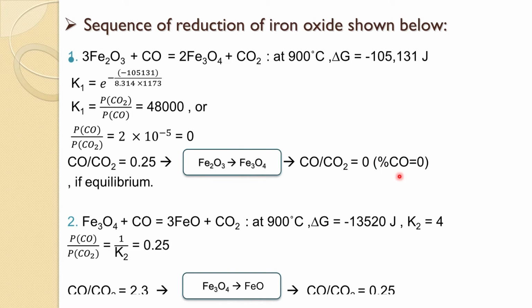So, this is quite sufficient to reduce the hematite into magnetite. We will see the next one, coming from FeO to Fe2O3, and it goes to 0.25. So, this is also quite enough to reduce magnetite into FeO, because the equilibrium constant dictates the 0.25 ratio of this.